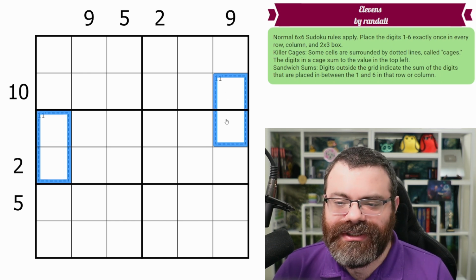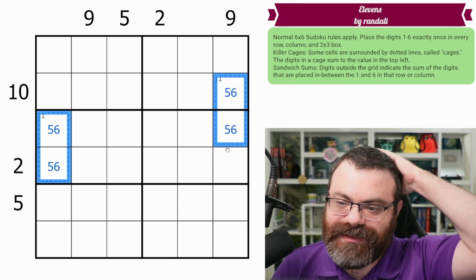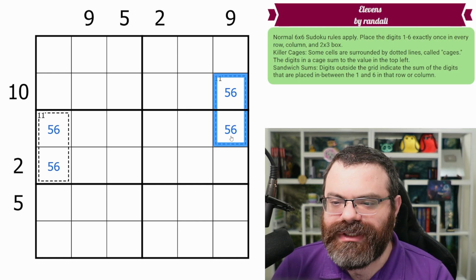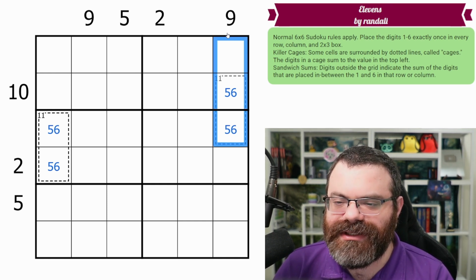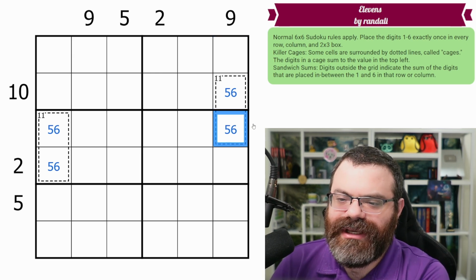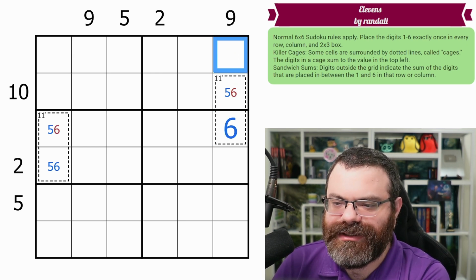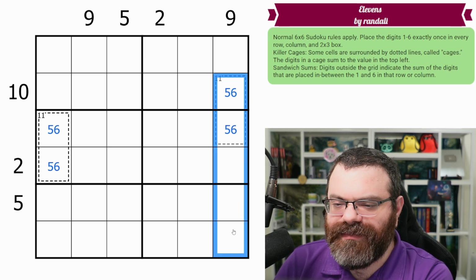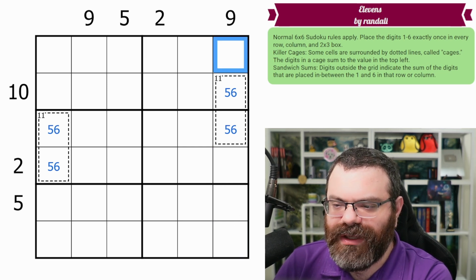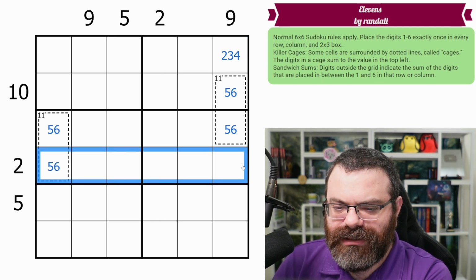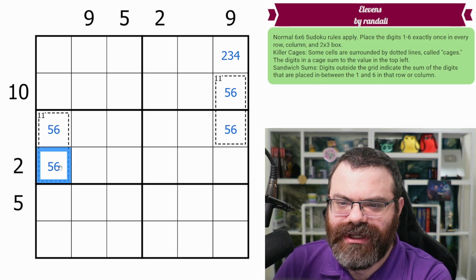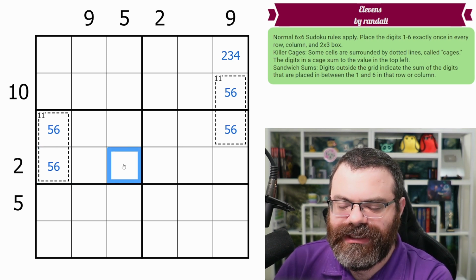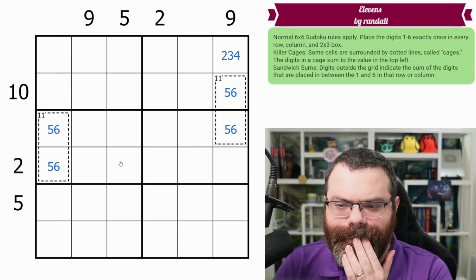Okay, so 11 cages can only be done with 5 plus 6 in a 6x6 at least. One thing we know is that the sum doesn't go this way, right? If the 6 were here, the 1 could only go here, and we can't add to 9. So our sandwich is going to be going down here, which means this is not a 1. So this is only 2, 3, 4. The 2 sum, we're going to have 6, 1, 2, or 1, 2, 6, right? The 2 is just going to be between the 1 and the 6.